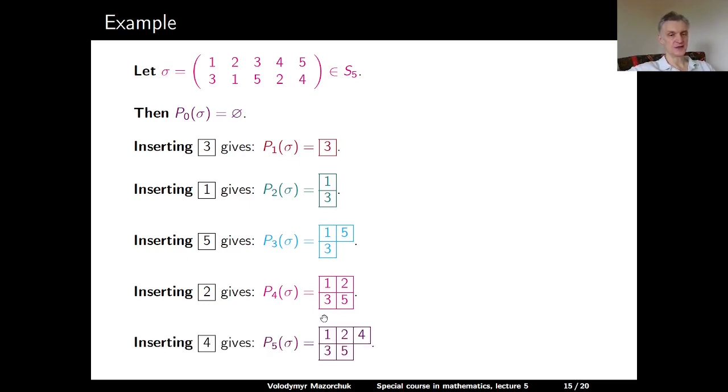And finally we insert 4. 4 is greater than 2, so we just add it into the first row. So for the element sigma, which is 3, 1, 5, 2, 4, a permutation of 5 elements, the corresponding insertion tableau is the tableau of the partition shape 3, 2, which has 1, 2, and 4 in the first row, and 3 and 5 in the second row.